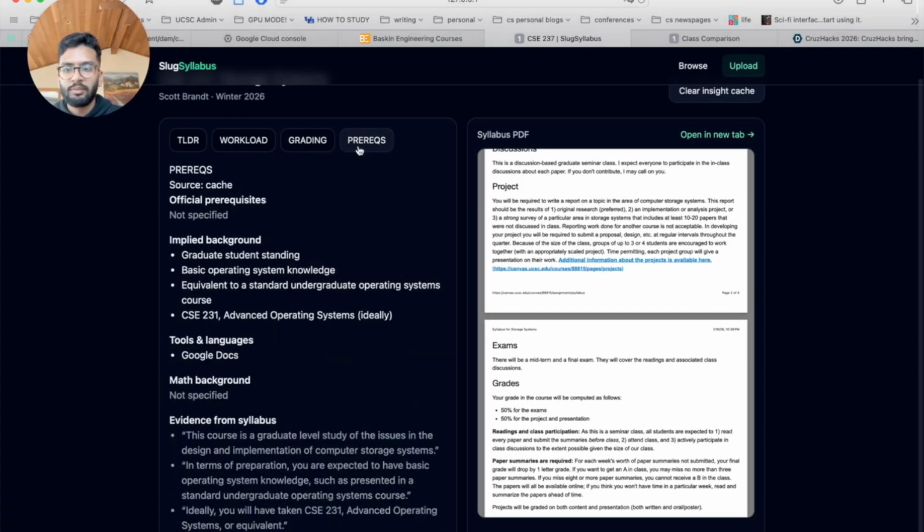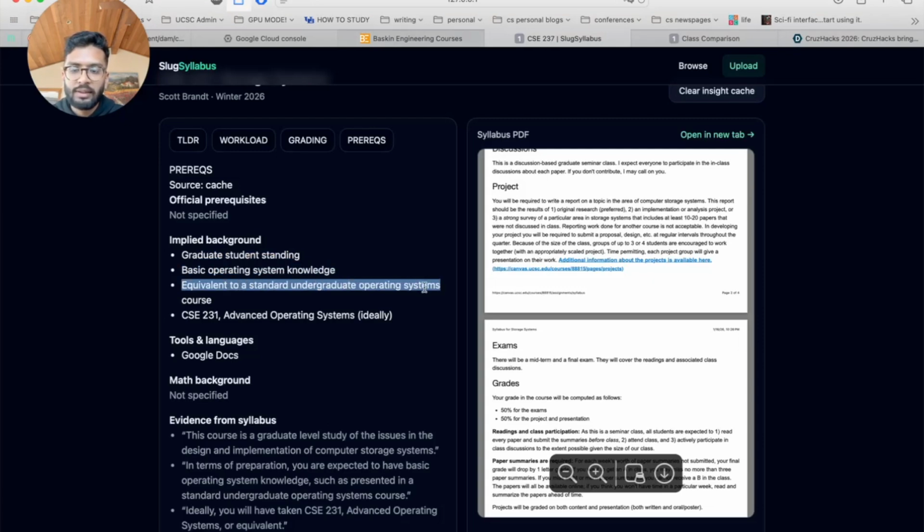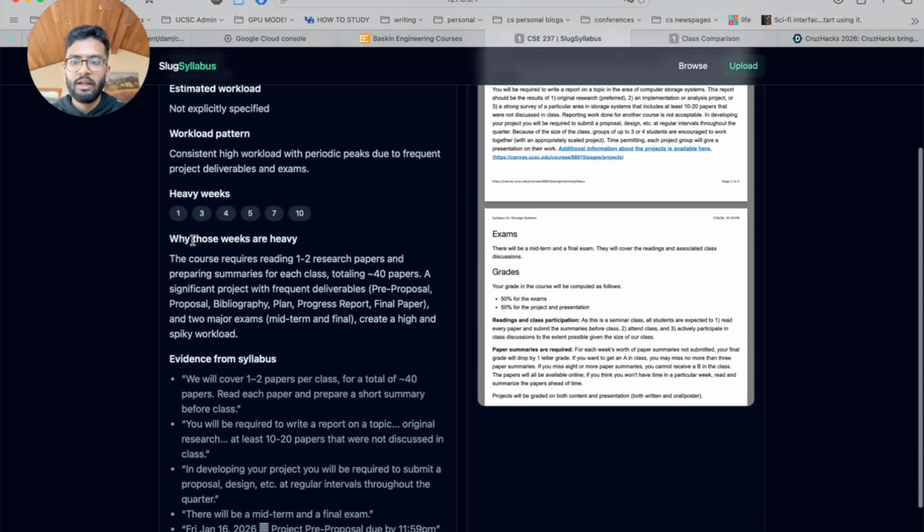Now let's look at some prereqs. You're going to have to come in with operating system knowledge, which if you read this, you wouldn't know. And you'll need a standard undergrad operating systems course. Cool. Now let's look at the workload. Consistently high workload with periodic peaks due to frequent project deliverables and exams. This course requires reading 1 to 2 research papers, totaling 40 papers.